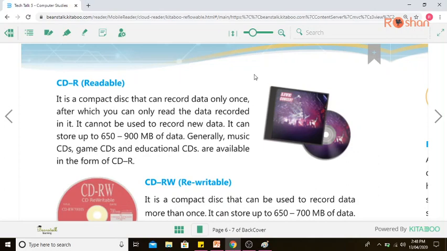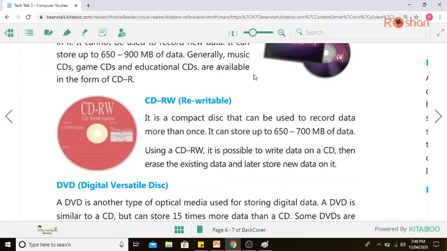The capacity, it can store 650 MB to 900 MB of data. Generally music CDs, game CDs, and educational CDs are available. Now CDRW, it is a compact disk that can be used to record data more than once. Suppose I write data and I want to rewrite it. With the help of that rewrite feature, I can write again on the same disk, but it erases the old data.